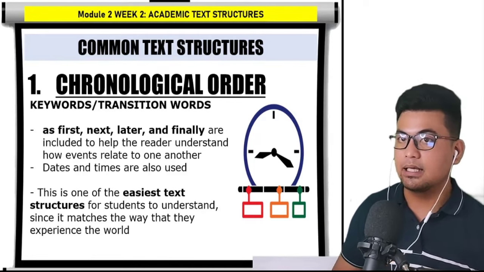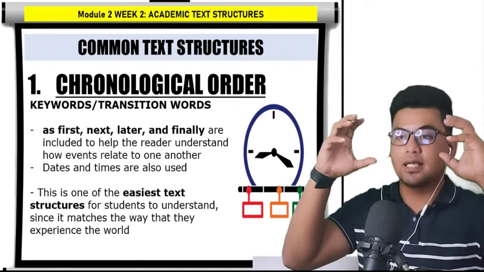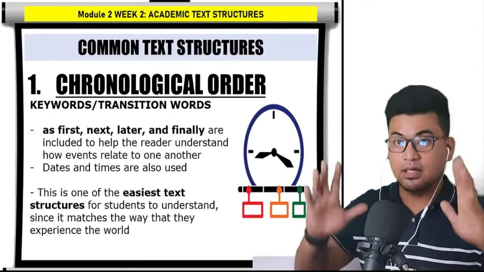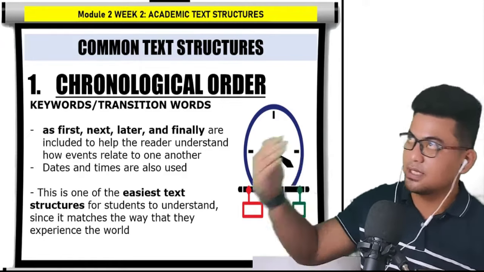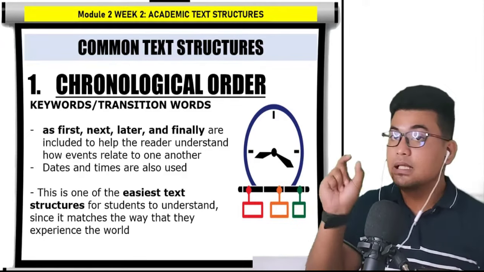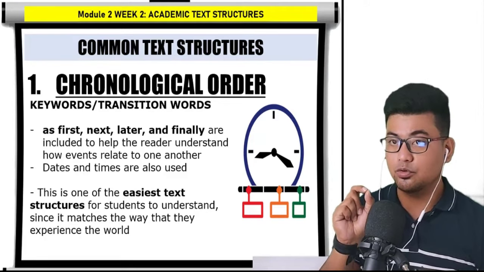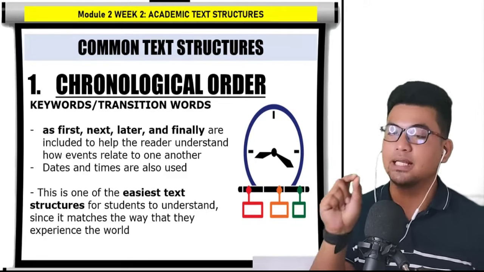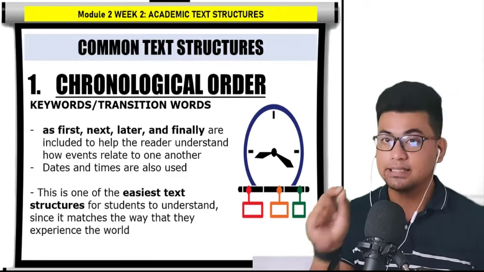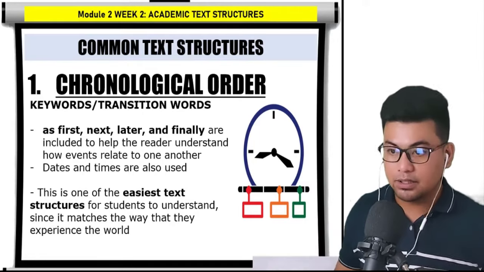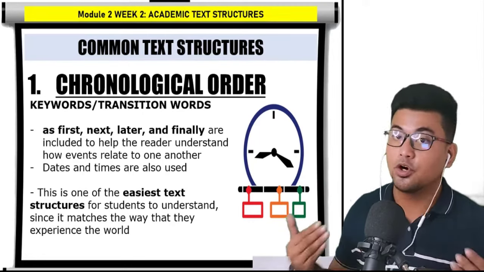The first paragraph says that this is the introduction. The second paragraph is about the first, and then the following, the second, the third, and then finally. The keywords that we need to find in order to identify this structure as a chronological order are the following, such as first, next, later, finally, and other transitional words or keywords.